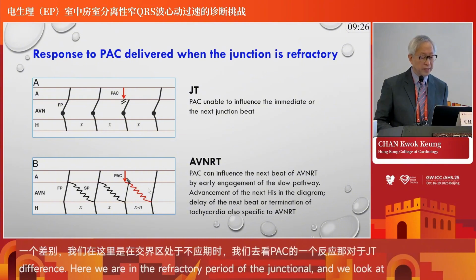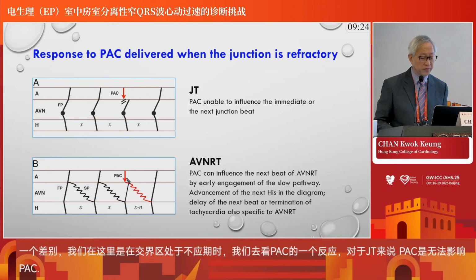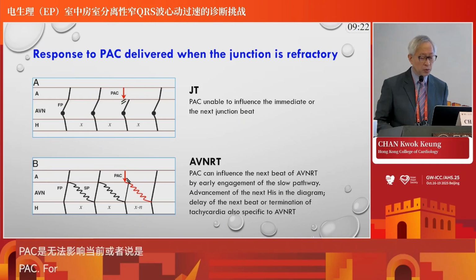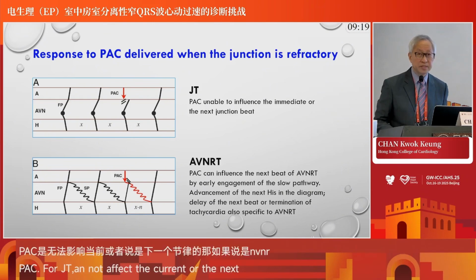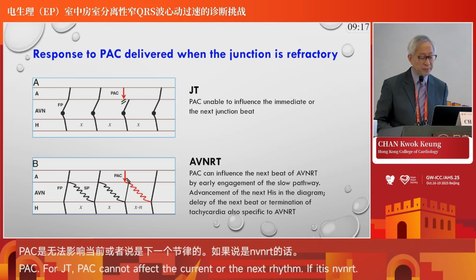Actually, if it can delay the next beat or terminate the tachycardia, it's also specific to AVNRT. That is, in some sense, if it can influence the next beat, then it can differentiate from junctional tachycardia.